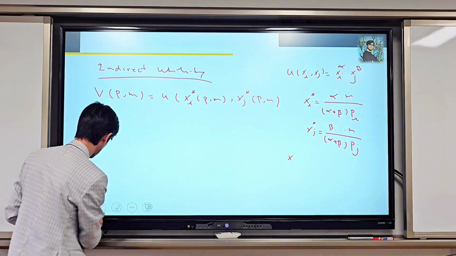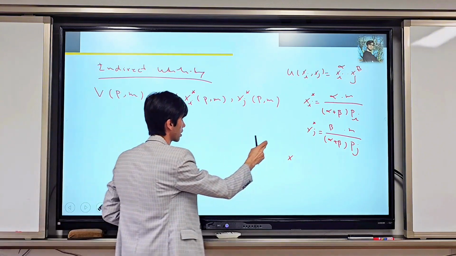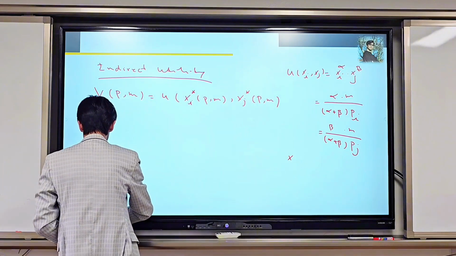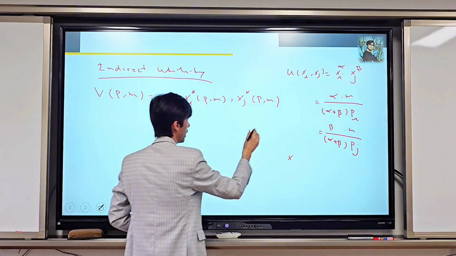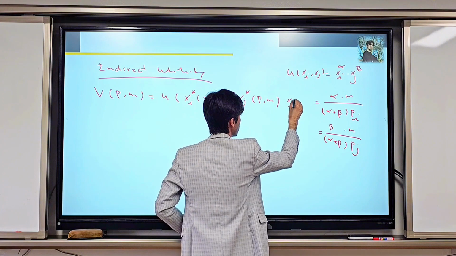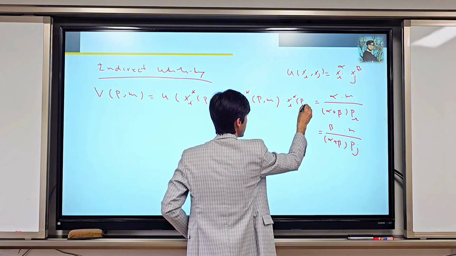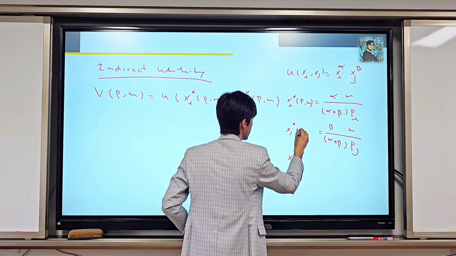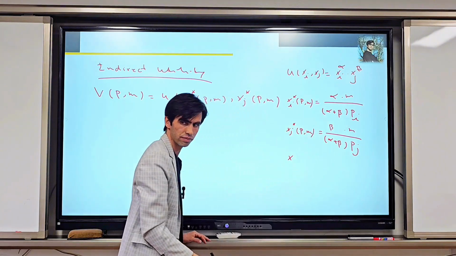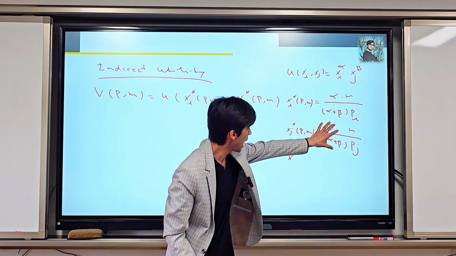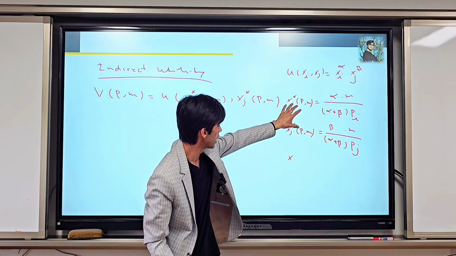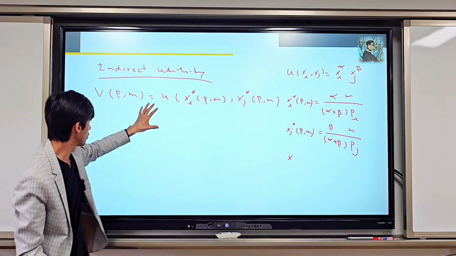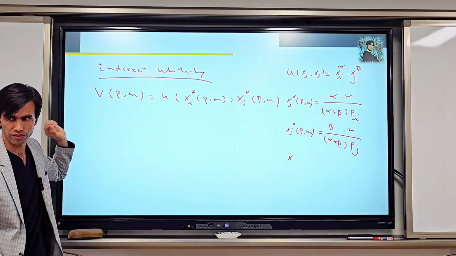So let me clean this part. We have this xi star as a function of p and m. Also, we have this xj star as a function of p and m. Then, if we plug the values of xj star and xi star in terms of m and p into this function, what will we receive? We will receive the indirect utility function.